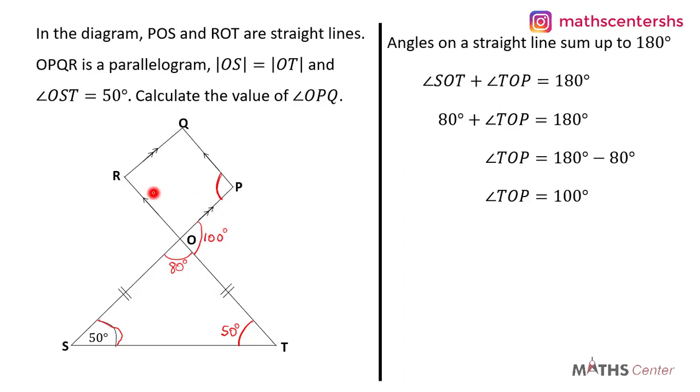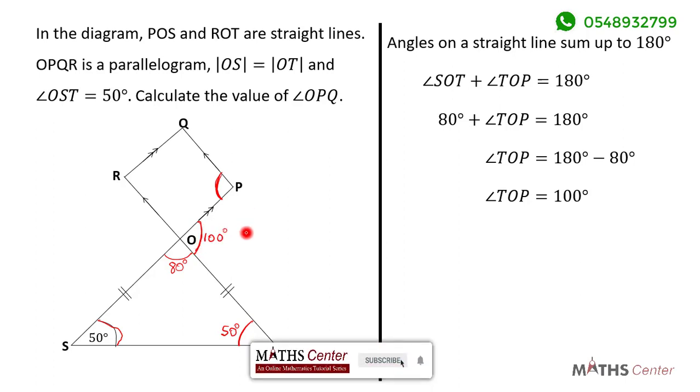Now we can see from the diagram here that the line OP is parallel to the line RQ, and the line OR is also parallel to the line PQ. Now if the line OP is parallel to the line RQ, then it means that the angle OPQ and the angle TOP are alternate angles. So the angle OPQ, which is the angle formed here, the one we are looking for, and the angle TOP, which we have found to be 100 degrees, are alternate angles.